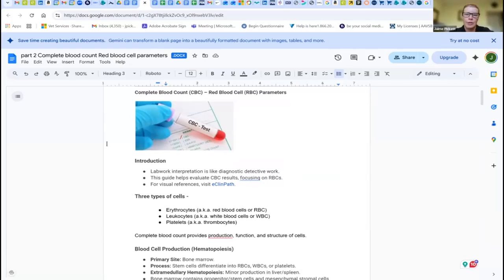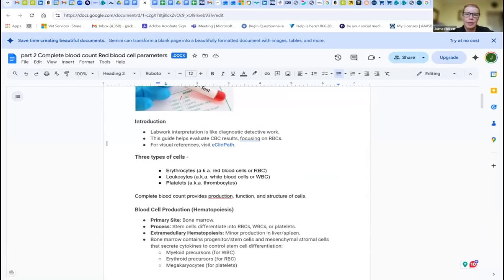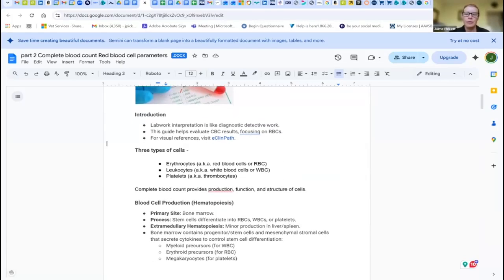All right, so now let's shift into the red blood cell portion of the CBC. This is really where we start thinking about oxygen delivery, anemia, and overall bone marrow function. I like to describe the CBC interpretation as a bit of diagnostic detective work. Each number gives you a clue, but it's the patterns that really tell the story, as we talked about in the last lecture.